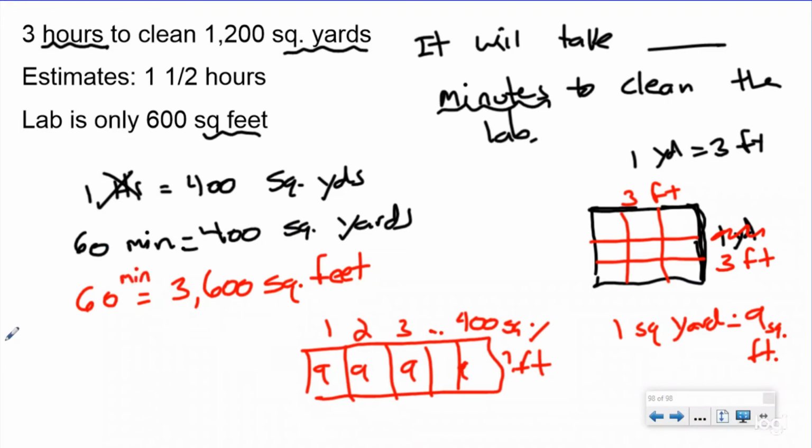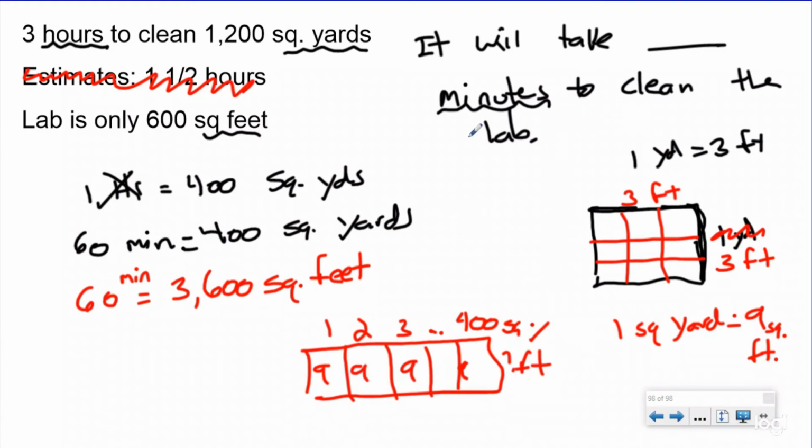Now I know for 60 minutes he can clean 3,600 square feet. So right now I know this is a bad estimate because he told us it would take him 1 1/2 hours. And this is 3,600 square feet. We only have 600 square feet. So that's way too long of an estimate. So he is definitely an evil spy from somewhere. I don't know what it is. But we haven't answered our math question yet.